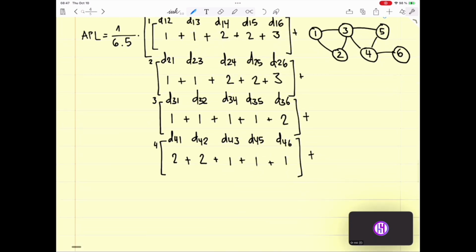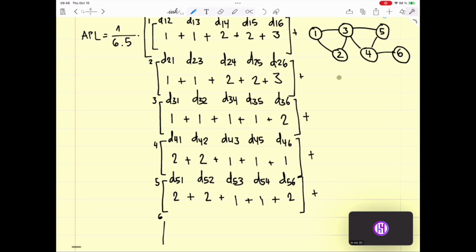And between 5 and 1, 2. Here, 1, 2, okay? Plus 5 and 2, 2. 5 and 3, 1. 5 and 4, 1. 5 and 6, 2. And last, number 6, distance between 6 and 1, 3. 6 and 2, 3. 6 and 3, 2. 6 and 4, 1. 6 and 5, 2.